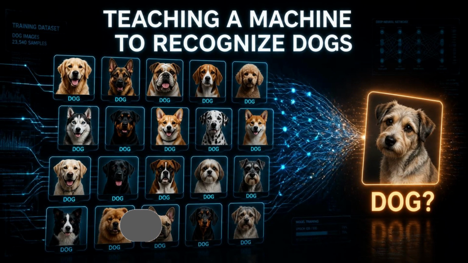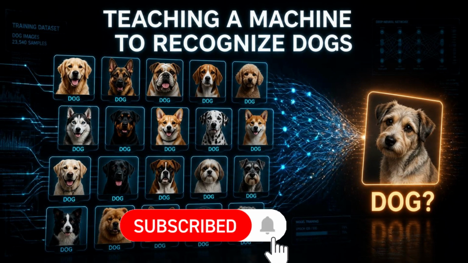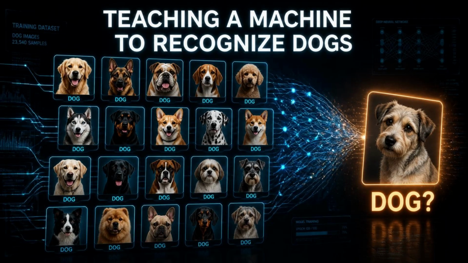Let's imagine we're trying to teach a machine to recognize dogs. We give it one image, then another, then another. Different breeds, different sizes, different backgrounds, different lighting. Eventually, the machine has seen thousands of examples. Then we give it something completely new, a picture it has never seen before. And we ask, is this a dog? The machine has to make a prediction. But how can it make that prediction without us giving it every possible rule?